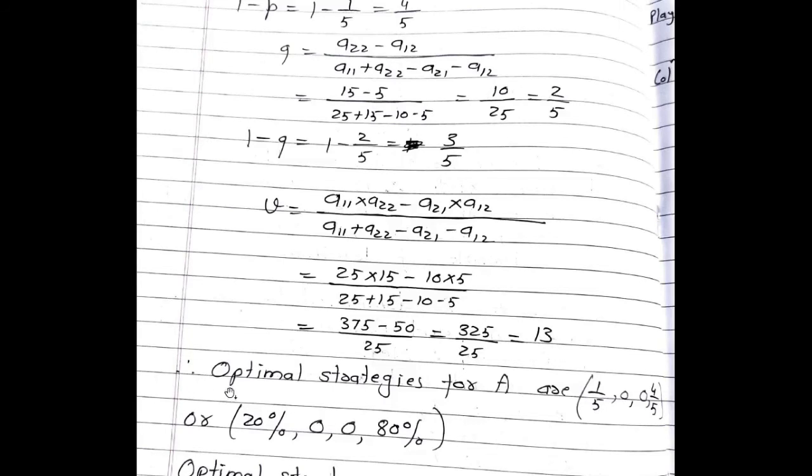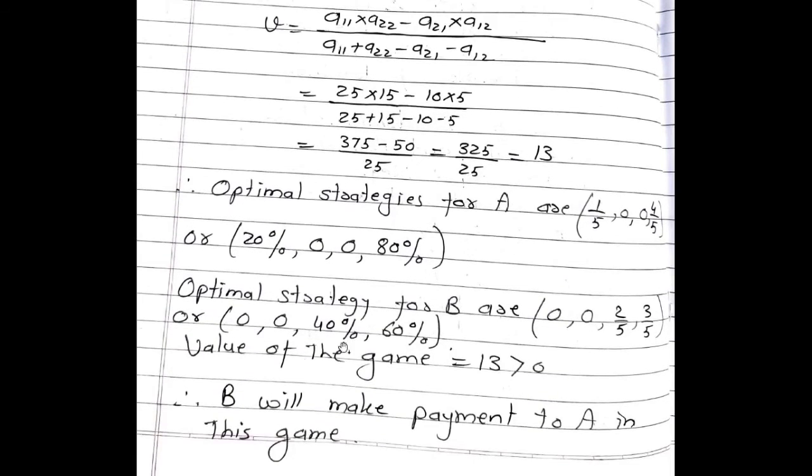So we can write, therefore, optimal strategies for A are 1 by 5, 0, 0, 4 by 5, or 20%, 0, 0, 80%. Optimal strategy for B are 0, 0, 2 by 5, 3 by 5, or 0, 0, 40%, 60%. Value of the game is equal to 13, which is greater than 0. Therefore, B will make payment to A in this game.